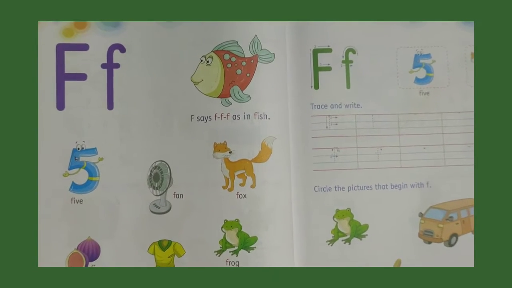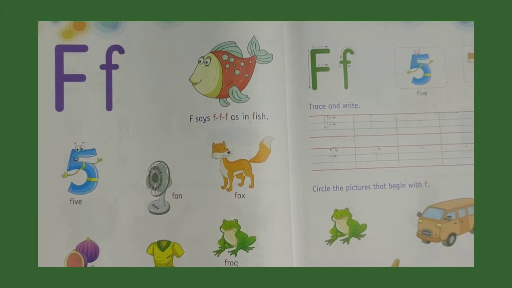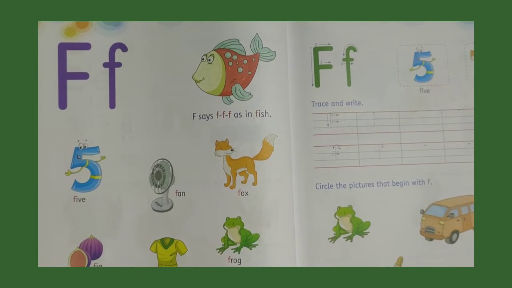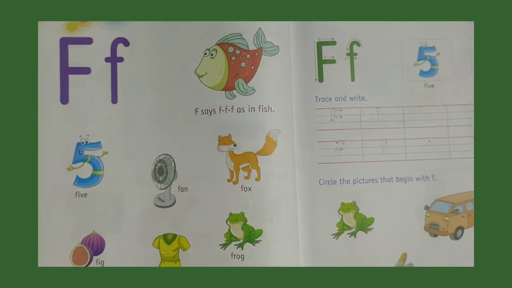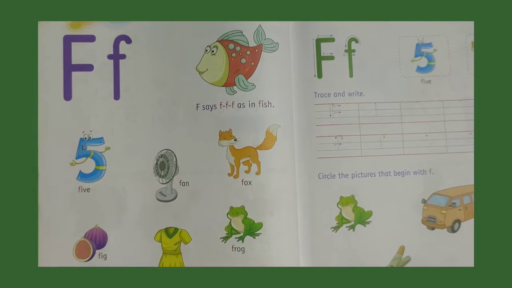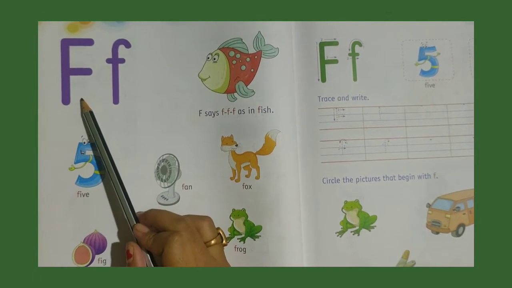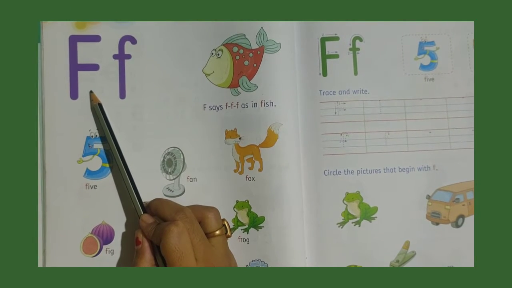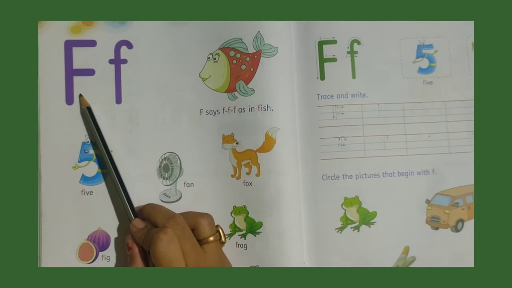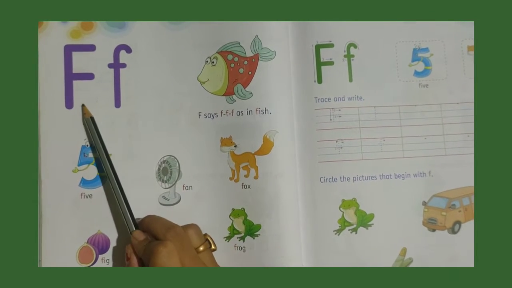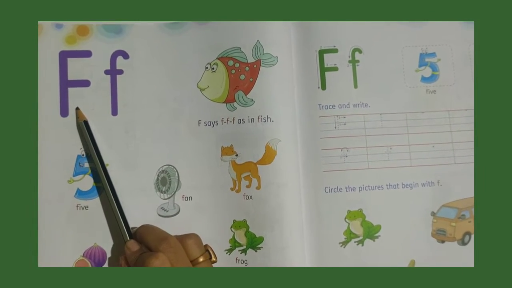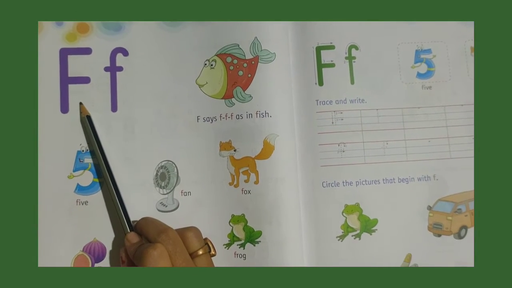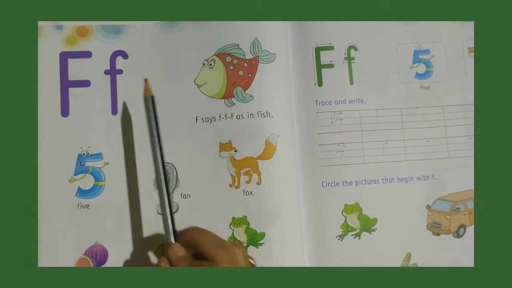In our last English class, what have we learned? We have learned about the letter E. Okay, so what comes after E? F. So today we are going to learn the letter F. Capital F, small f. Here you can see the letter F, capital F and small f.